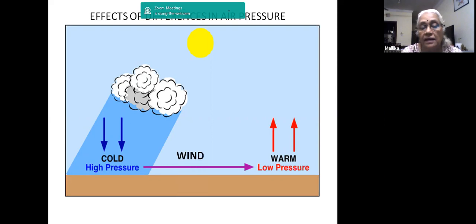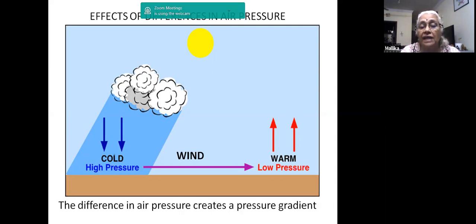And the air that is moving on the ground is called wind. The air that moves in the upper atmosphere is called an advection current. Of course, it's not really relevant to you now at the prelims level, but if you study optional geography, then you need to know all this, right? So the difference in air pressure here, therefore, is creating what we call a pressure gradient, right?